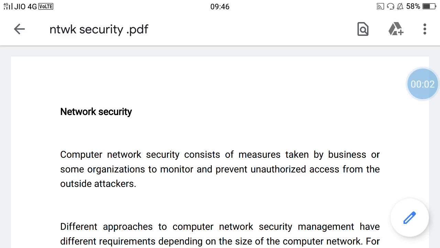Hello everyone. So today we will discuss network security and the various aspects of network security. In a computer network, security consists of measures taken by a business or organization to monitor and prevent unauthorized access from outside attackers. The basic idea of network security is to prevent unauthorized access in the network.